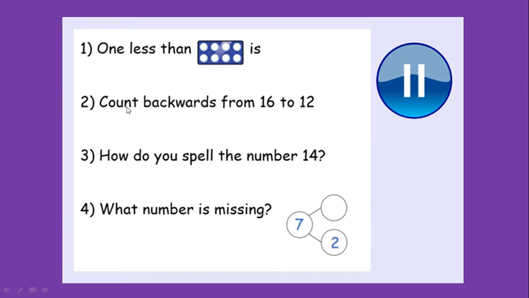Number 2, can you count backwards from 16 to 12? So that means start at 16 and count backwards until you get to 12. We can maybe do that together if you don't want to do it on your own. And then number 3, how do you spell the number 14? Now this is quite a tricky one because you need to be thinking about your number words. And then number 4, what number is missing? So here's the whole number. Here is one of the parts. So which part is missing to make that whole? Pause the video, see if you can work out the answers and we'll check in a moment.